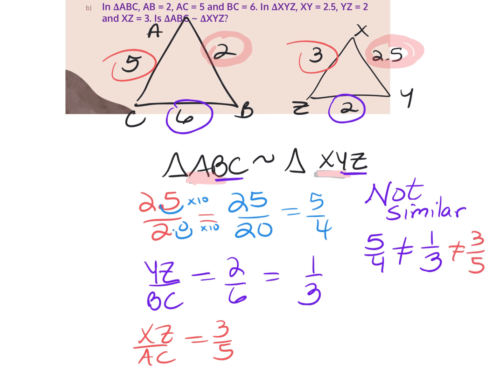So in order for you to be able to use side, side, side, all 3 ratios would have needed to simplify to the same thing. I know nothing about my angle measures, so I couldn't have used side angle side or even angle angle.